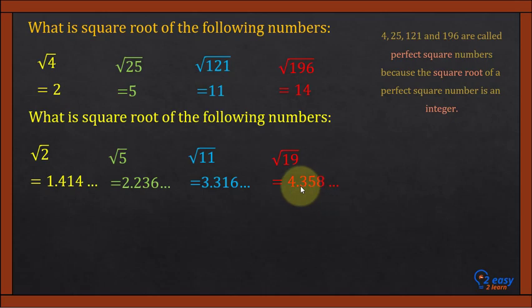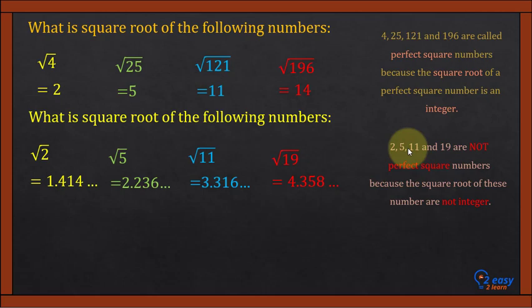4.358. Non-terminating decimals. So these numbers 2, 5, 11 and 19 are not perfect square numbers because the square roots of these numbers are not integers. So these numbers are called surds. The square root of 2 is a surd. Square root of 5 is a surd. Square root of 11 is a surd. Square root of 19 is a surd.